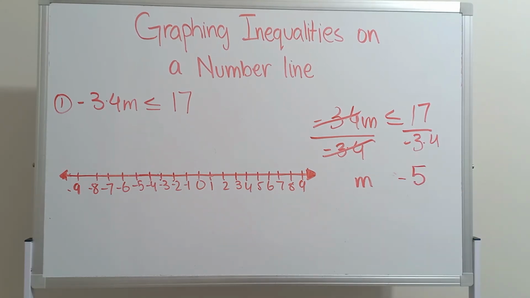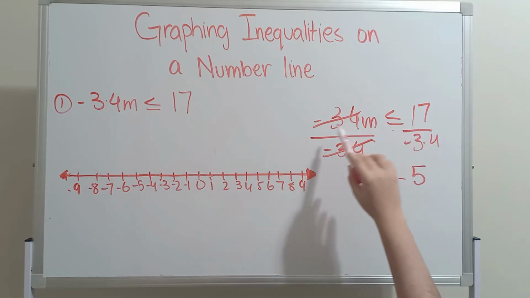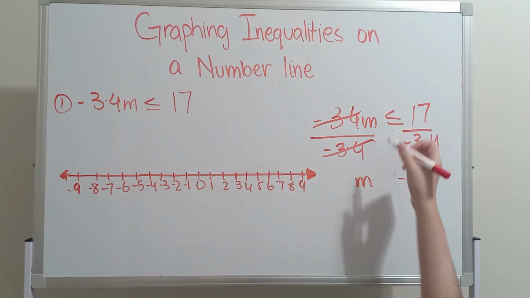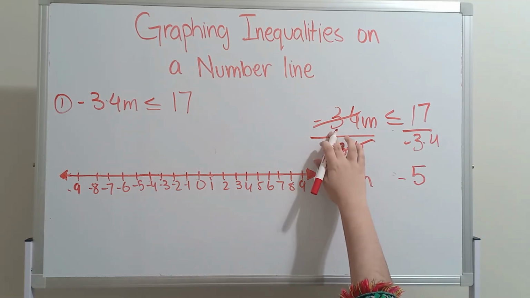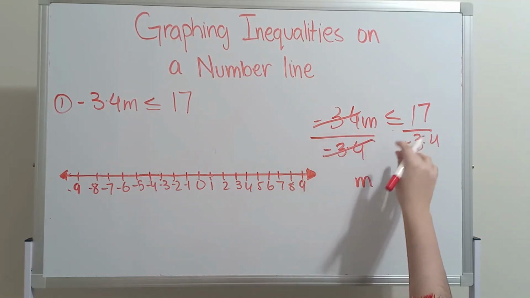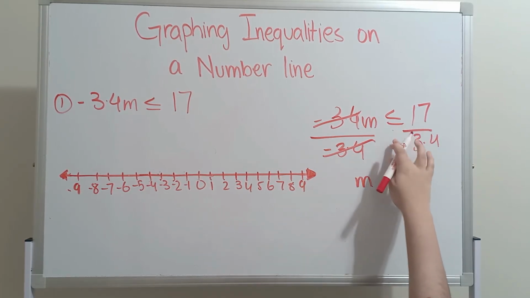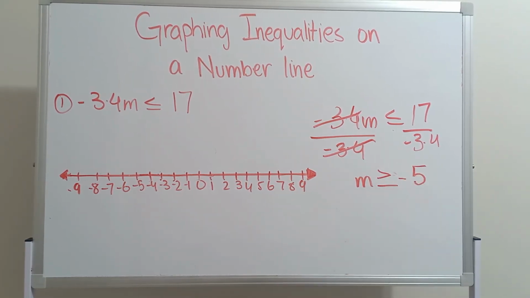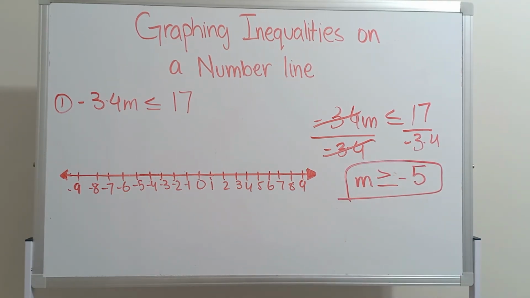Now, one thing that we need to keep in mind here is we have to look at the sign. We have to see what number we are dividing both sides by. If it is a positive number, the sign will come down straight here. However, since this is a negative number, negative 3.4, when we write our answer, this sign is going to switch. So instead of less than or equal to, it's going to be greater than or equal to. So here we have our answer: m is greater than or equal to negative 5.